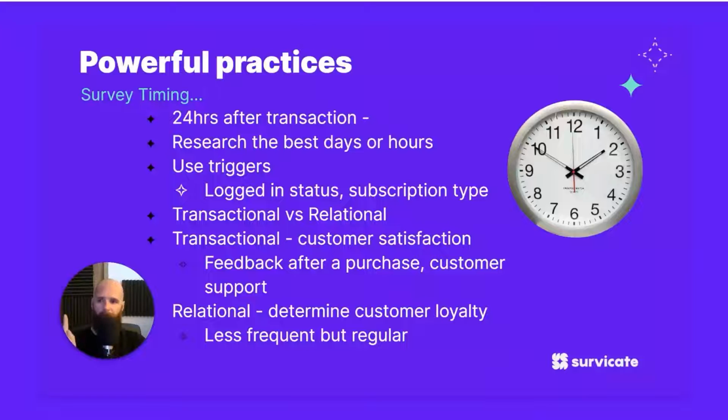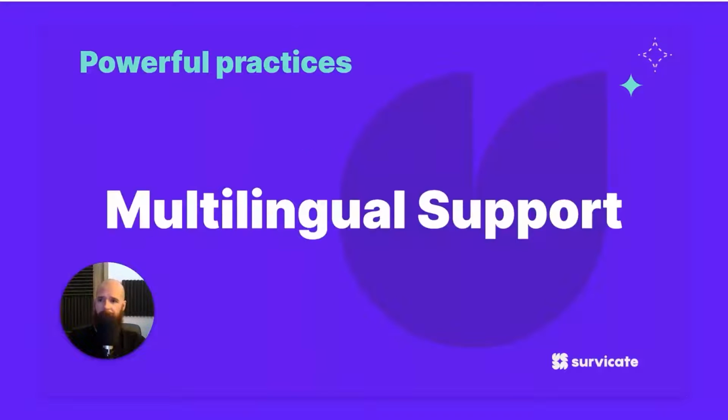Now, relational surveys are sent in specific intervals for the best over time results. They focus on the bigger picture, helping you assess the ongoing relationship with your brand to determine customer loyalty. They're less frequent but regular. So they're usually conducted quarterly, semi-annually, or annually. A lot of companies implement relational NPS surveys in this way to compare year over year improvement. Okay, best practices. Let's keep going.